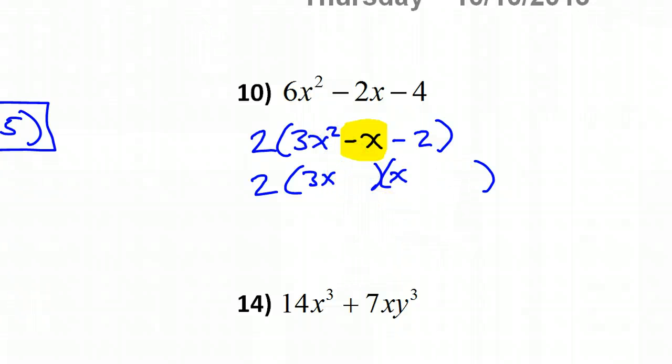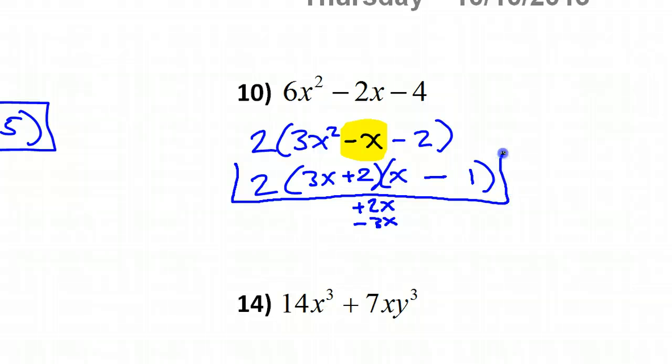Now inner, I have 2x. Outer, I have 3x. I can get a negative 1 if I have a negative 3 and a positive 2. So there's my positive 2, and this will give me negative 3. Also, a positive times a negative is a negative. So this is the answer. And stop. Do not set these equal to 0. This is not an equation. Don't put an equal 0 on here that's not there.